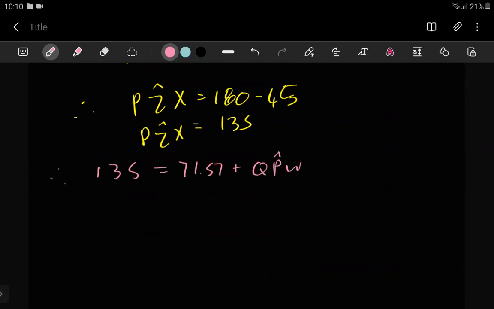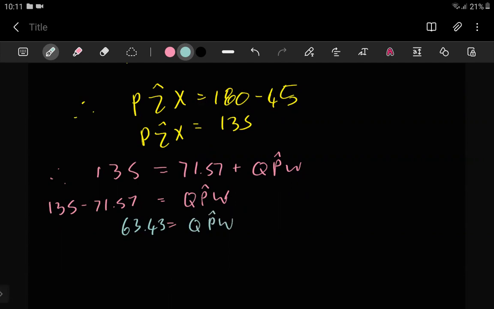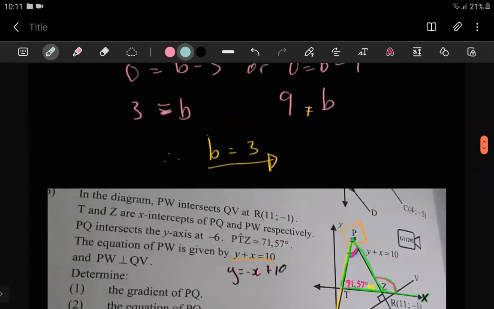QPW, and then the numbers go on one side. This is QPW equals 135 minus 71.57. Let's see what that gives us. 63.43. And this is QPW. There you go, which is the angle up here.